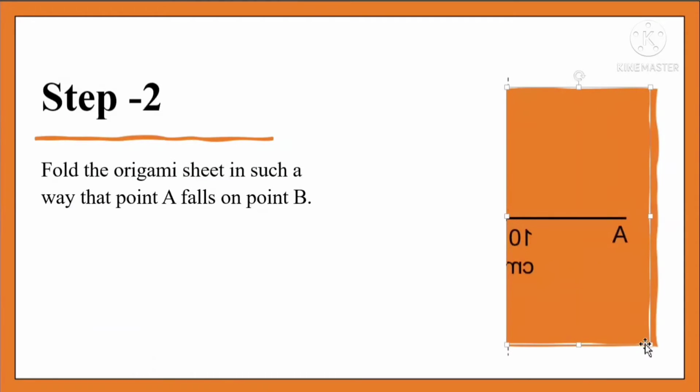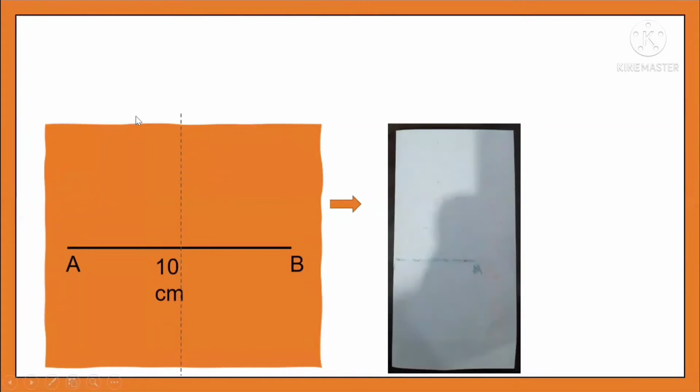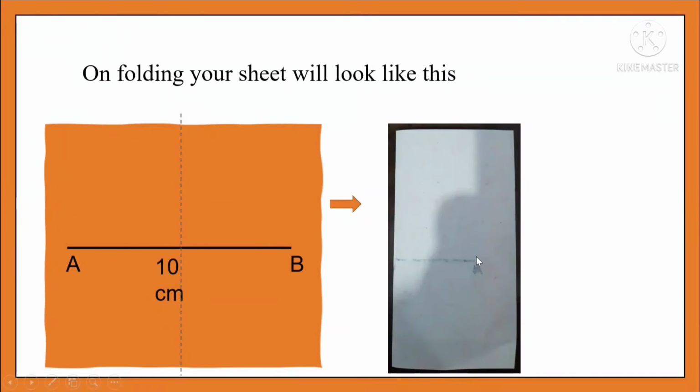Okay. Now what do we get to see? So this was the sheet of paper. Once I fold it, it gets folded like this and you can see this white portion. I just clicked the picture after folding. This white portion of the sheet, the reverse portion is now falling on B and clearly you can see this A and B are now coinciding with each other. Okay. So this is how it's going to look.